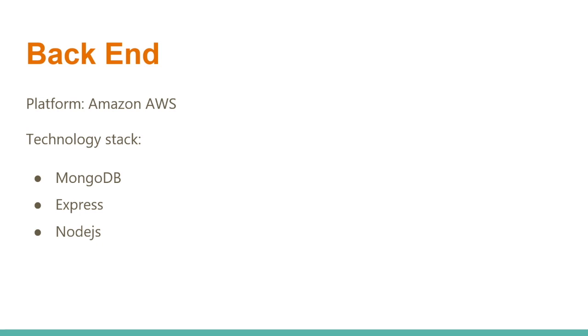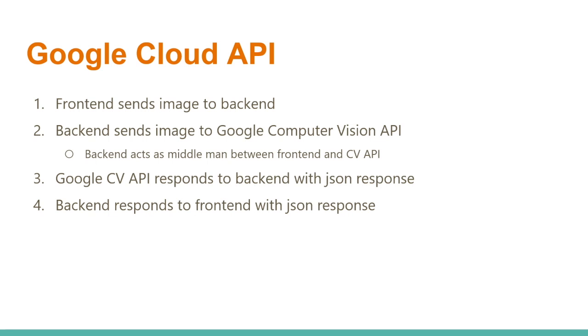Our backend is with Amazon AWS. It's fast, it's flexible, and it also fits under our budget restraints. We felt like this was the ideal method to go with, combined with MongoDB, Express, and Node.js for maximized efficiency and lowest overhead. We also have the Cloud API.